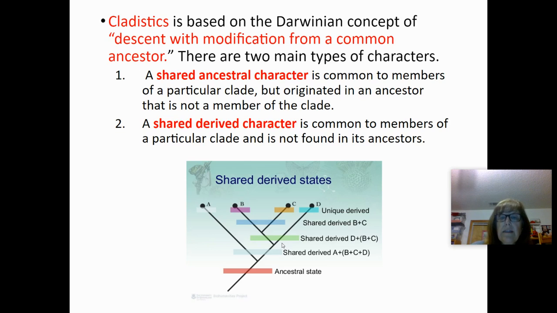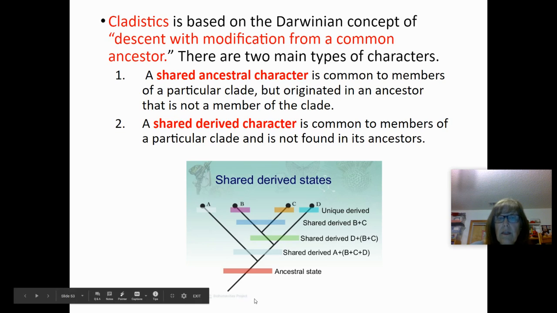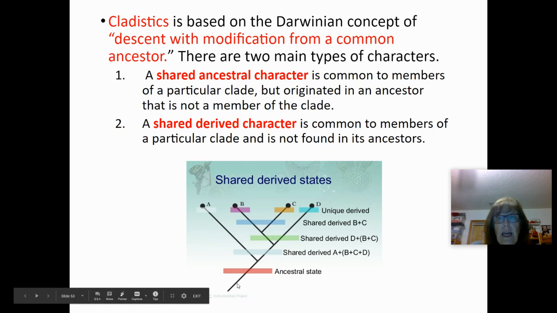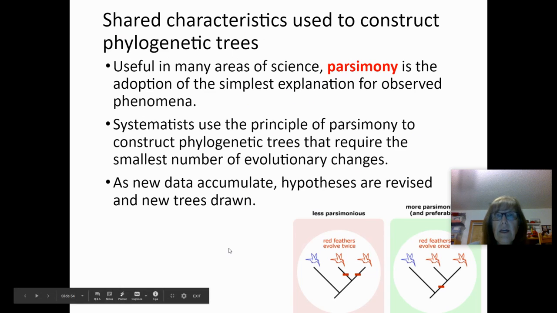So a shared ancestral character is common to members of that clade, but a shared derived trait is only common to members of the clade that's above it in this case, or to the right of it, and it is not found in the ancestors. Okay, and we've gone over that a couple times. So again, if you have any questions or you're confused, please make sure you ask, okay?